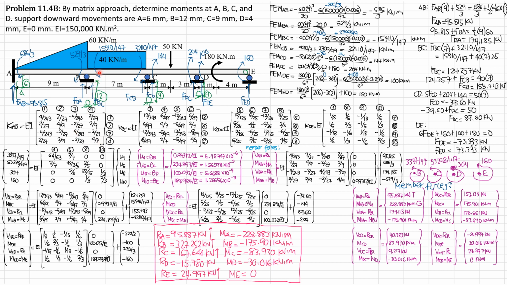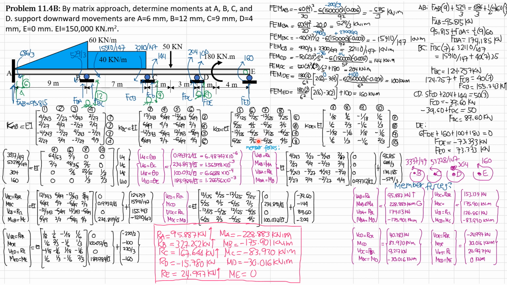So I will no longer explain the value of the stiffness of BC. Factor out EI because it is constant. That's the stiffness of BC. Then CD and DE. And these are the numberings.